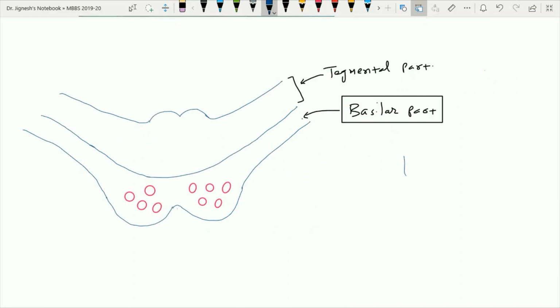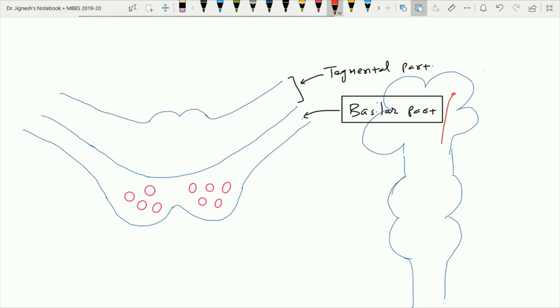This is the front view of the brain stem, and this one is the spinal cord. Here lies the cerebrum. The fibers starting from this cortex pass downward through the midbrain to reach the pons, and from the pons they reach the medulla oblongata. At the lower part of the medulla oblongata, these fibers decussate and reach the contralateral side of the spinal cord. These longitudinal fibers are called the corticospinal tract.